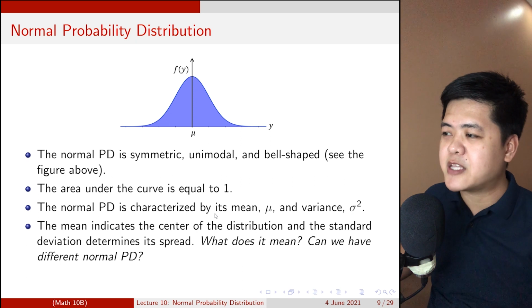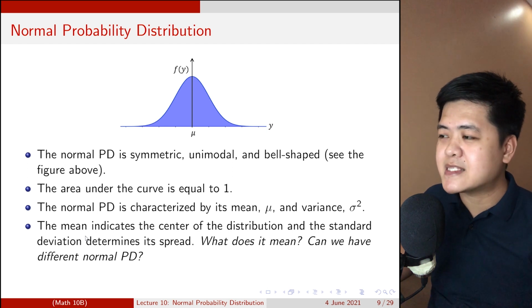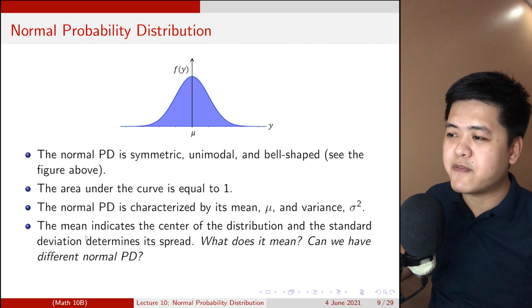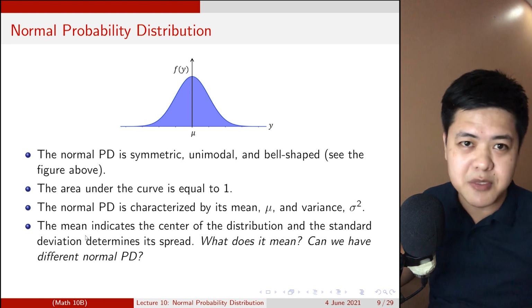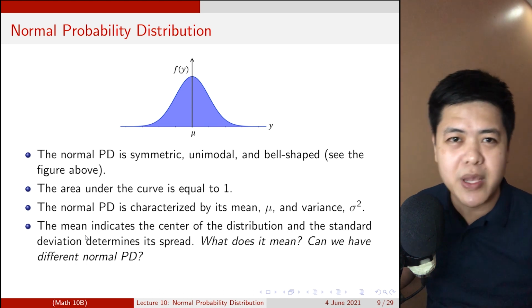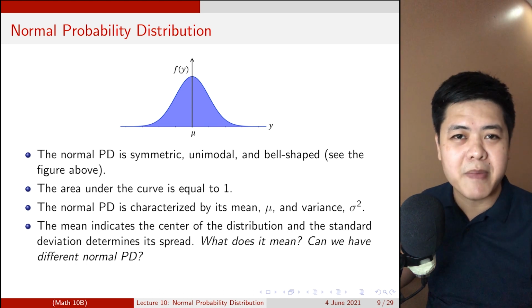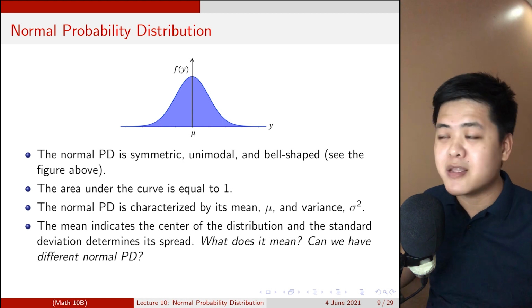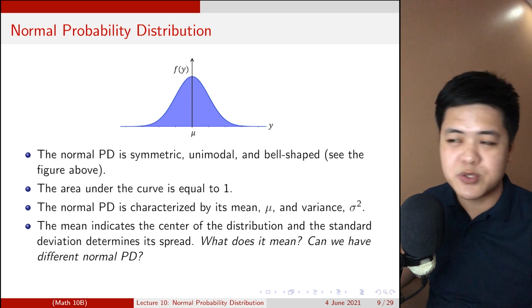Normal PD is characterized by its mean and variance, sigma squared. Yung mean natin, it's located at the middle. The mean indicates the center of the distribution and the standard deviation determines its spread. So, what does it mean? Can we have different normal PD? Well, actually, yung shape, pwede. Okay, nag-iba-iba. So, iba-ibang mean, iba-ibang standard deviation, iba-ibang normal probability distribution.